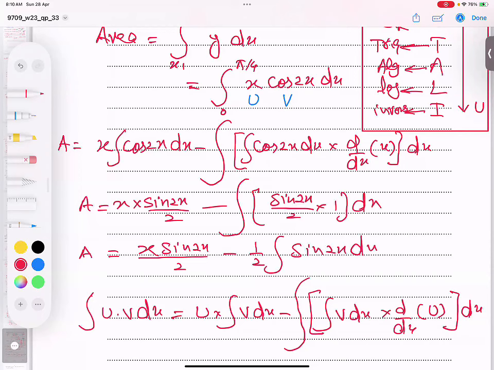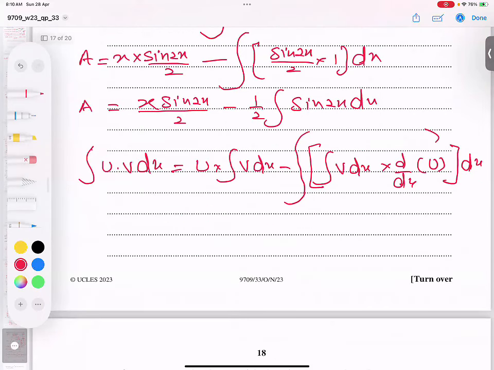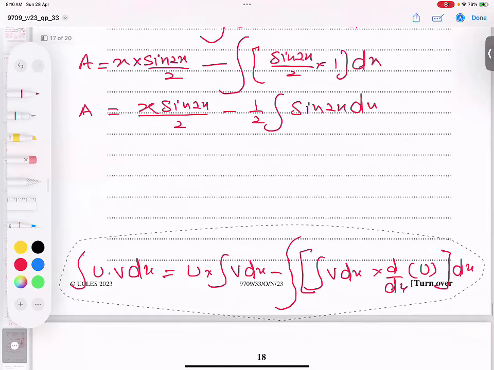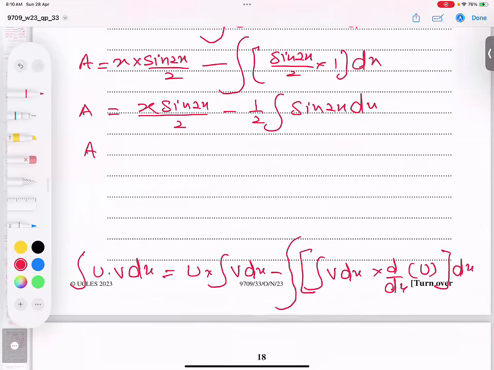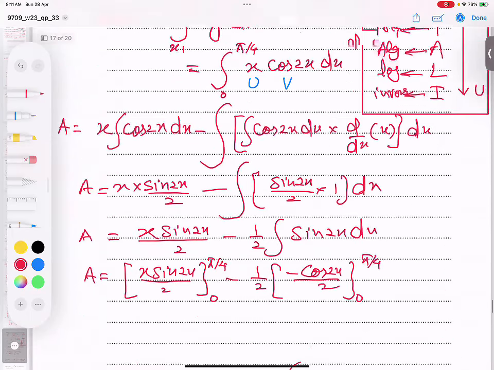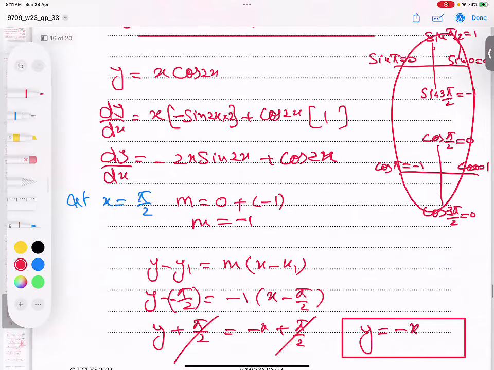And the best technique, whenever you have this kind of thing, please simplify as much as possible before you plug in the values. Okay, students. Now I'm putting limits: x sine 2x by 2 with the limit 0 to pi by 4. This half I'm writing outside. What is the integration of sine? Negative cos 2x by 2, with limit 0 to pi by 4. Interesting, pi by 4, keep in mind, okay?